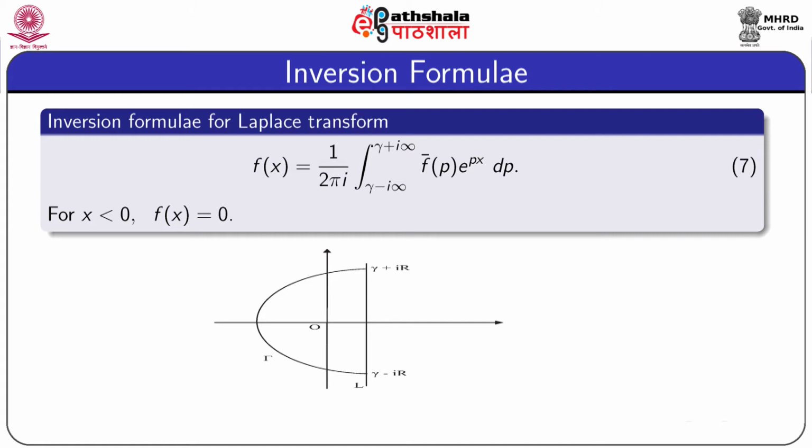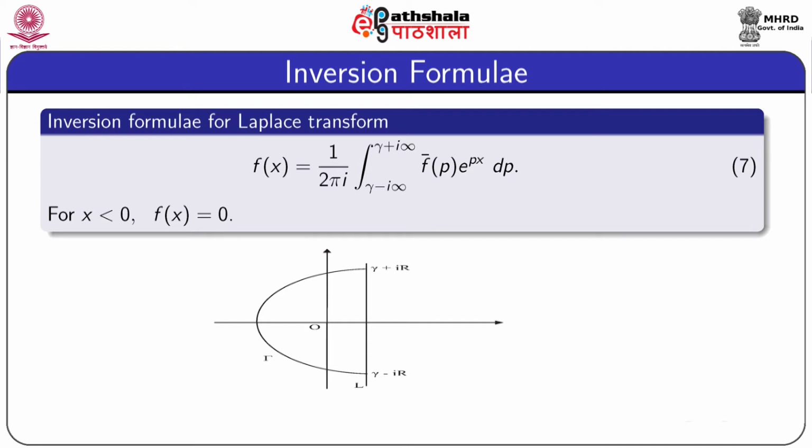this is a contour integral and f bar p is a complex valued function in general. The value of the integral depends on the nature of the function f bar p. f bar p may be a single valued function or it may have a branch point. If it is a single valued function, it may have a finite number of poles or an infinite number of poles.